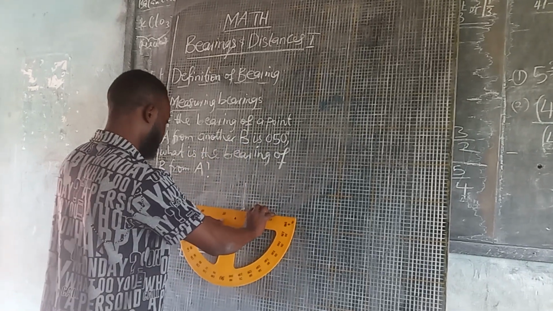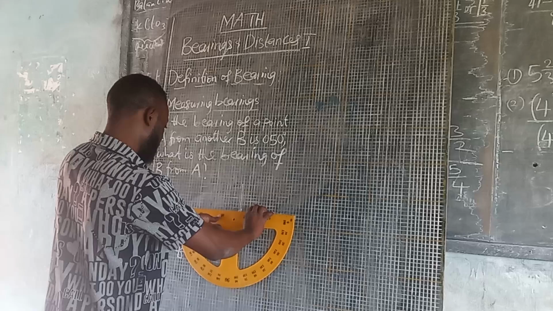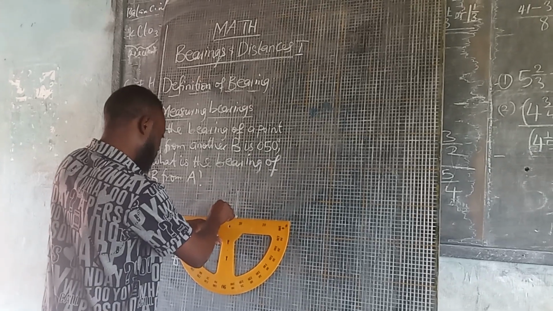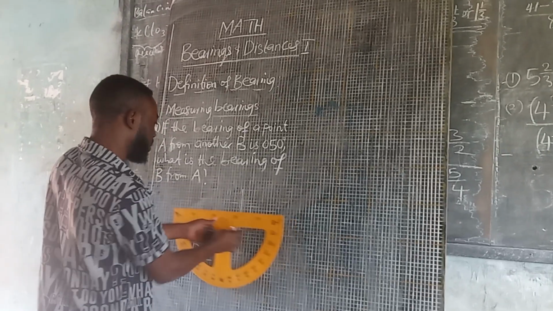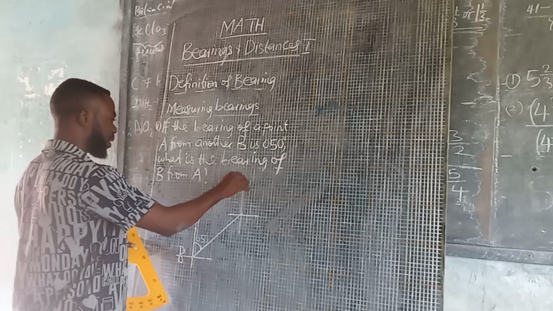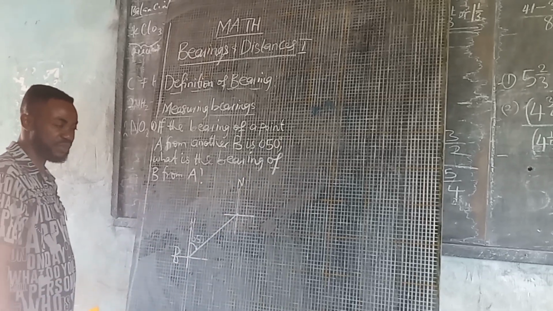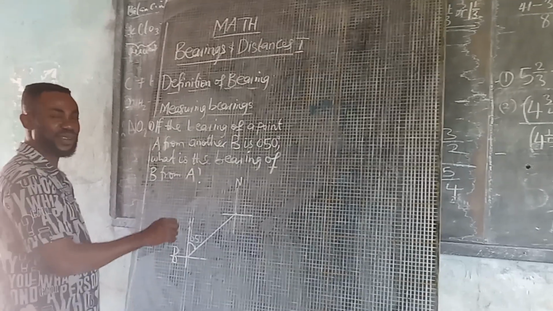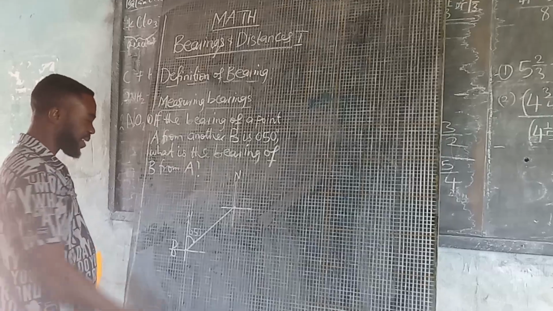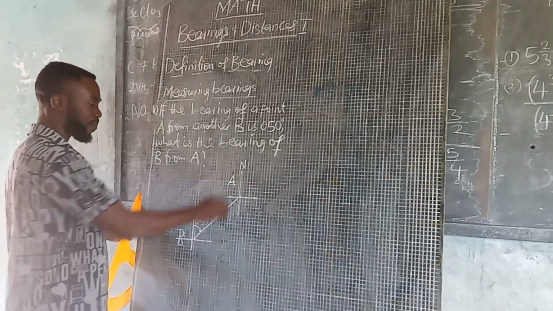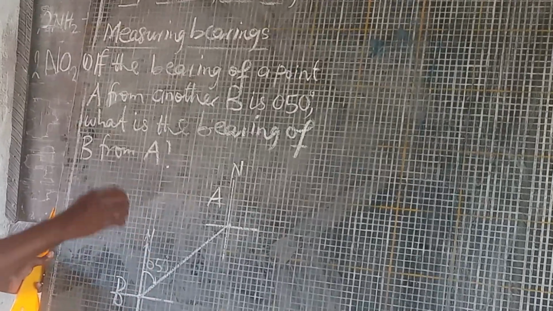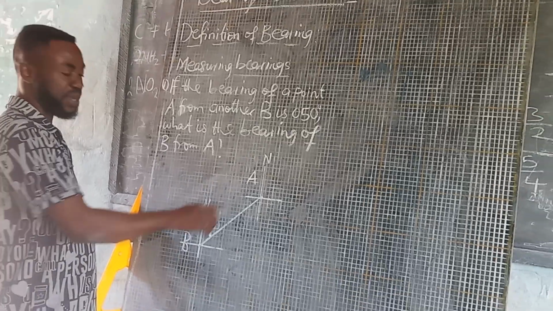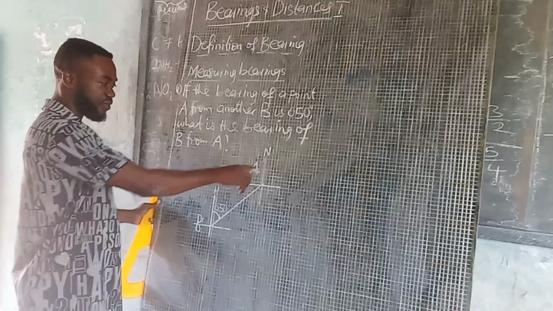And the horizontal line is already given to you. Or you can make one there. Indicate the knot, always indicate the knot, because bearings are usually measured from the knot. This is the point A. Now, what is the bearing of B from A?